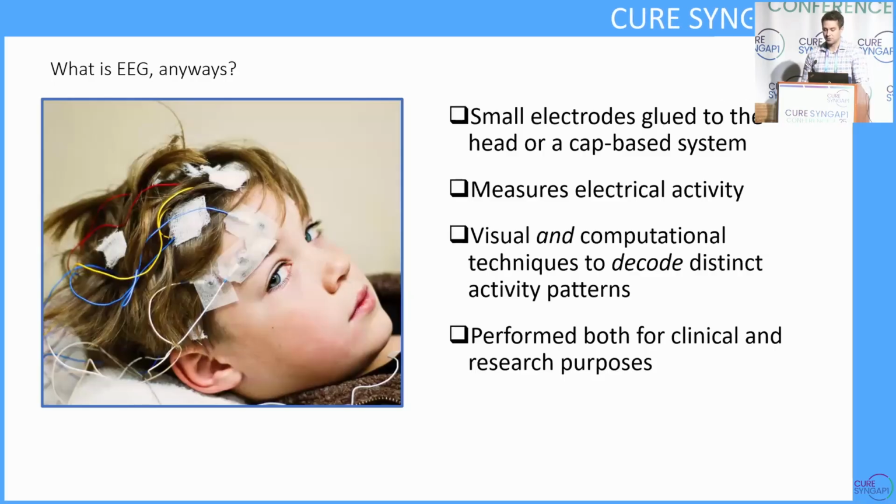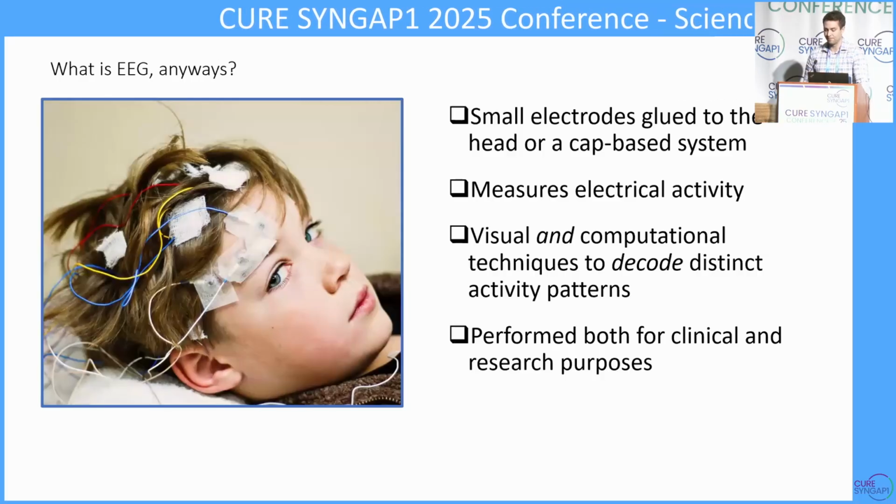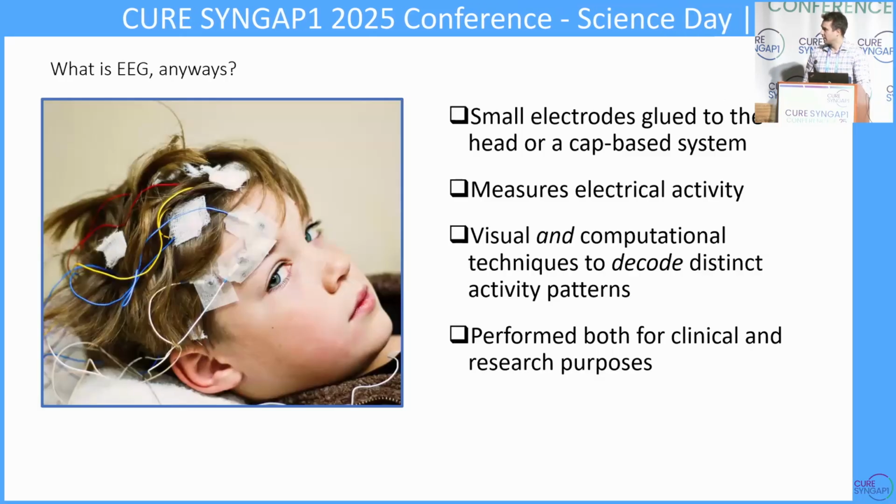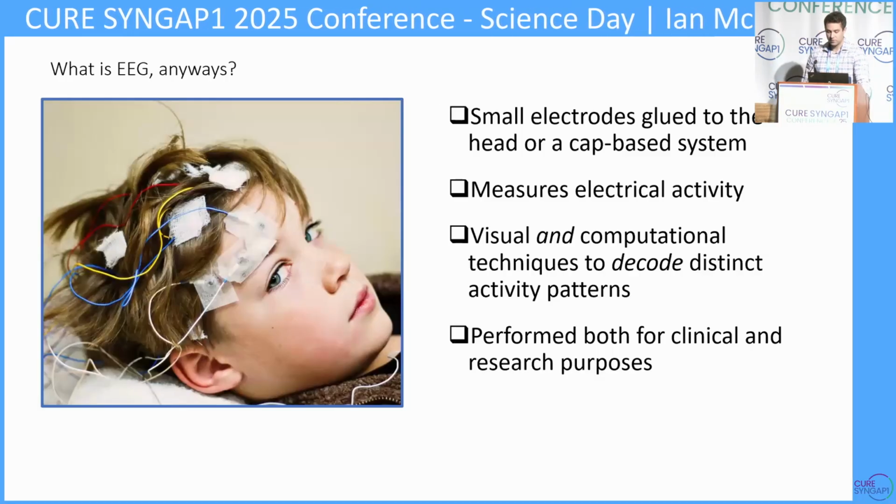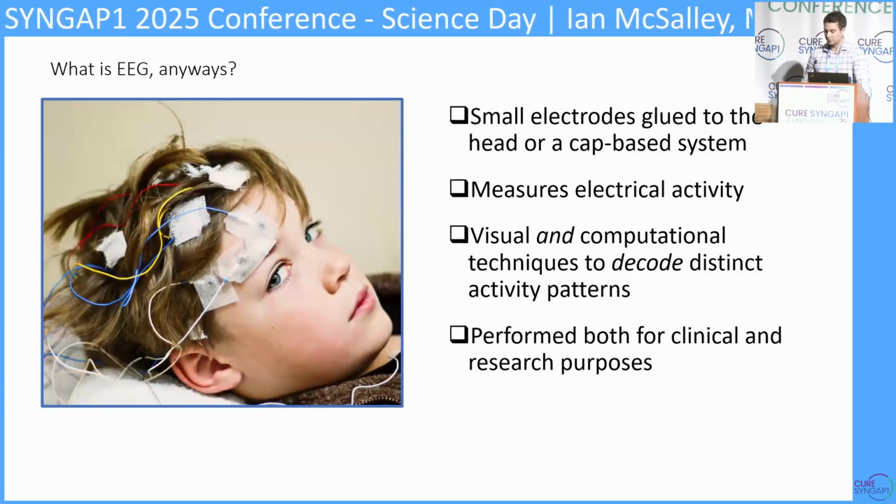The electrical signal measured by each electrode is recorded and can be either examined visually by a medical examiner or analyzed via computational methods to study patterns of activity. These can be performed both clinically and in a normal course of patient care or on a research basis.